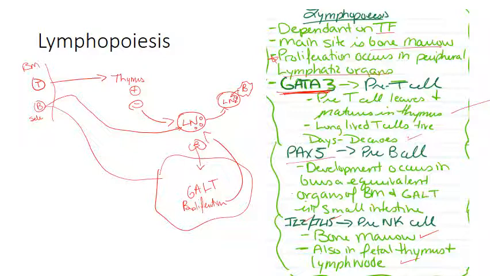So just to draw this out, we have the CLP going to our three different things. So we have our pre-T, we have our pre-B, and we have our pre-NK. And I'm going to change the color just to demonstrate what happens. So we have GATA3, we have our PAX5, and we have our IL-2 and 15. Remember, IL stands for interleukin, and it's a cellular chemical that stimulates growth and change.